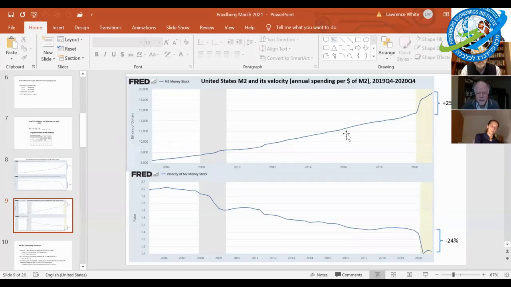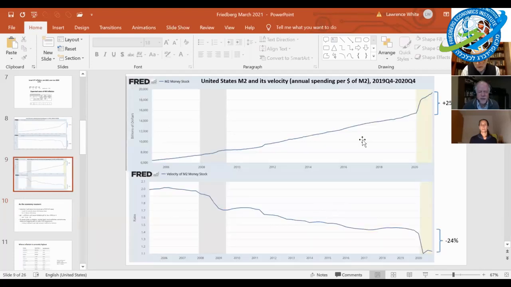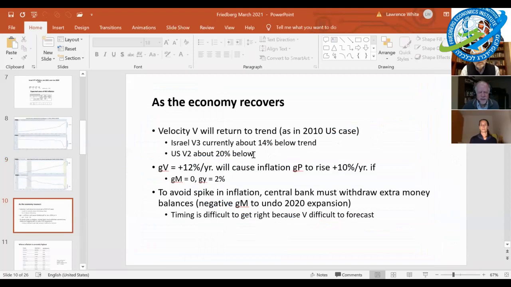The problem is exiting. So the exit has to be well-timed in order not to have the money growth continue beyond the period in which velocity continues shrinking. So as the economy recovers, velocity will return to trend. If we go back to the US case in the Great Recession, you can see the drop in velocity here, but it came back up to trend. So central banks have to be concerned about that. Velocity is now way below trend, both in Israel and the US.